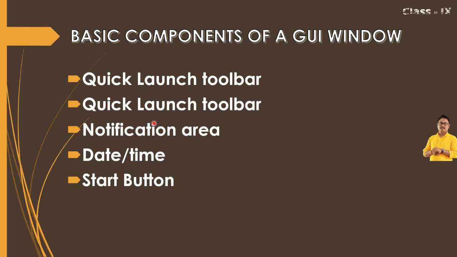70% in the previous video lecture, and today from basic components of GUI window we are going to know about the quick launch toolbar, which part it is displayed on the desktop, then the notification area, date and time, and the start button. So these we will see, and besides that we will know about viewing files, creating and renaming files, and further those things. So let us proceed.